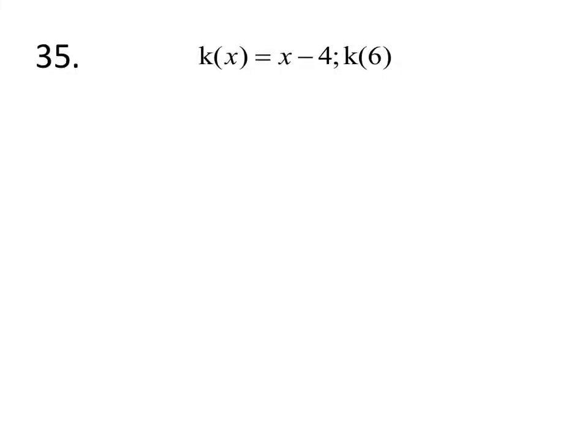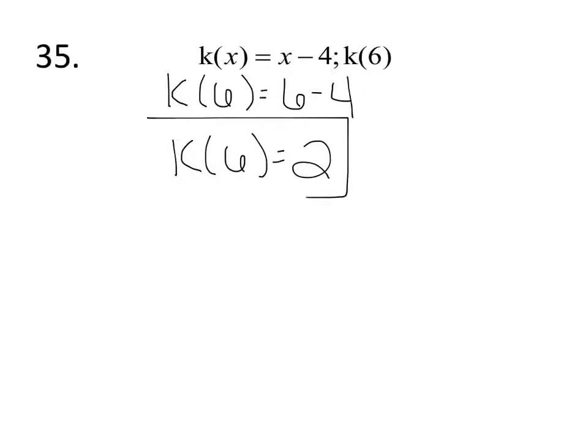All right, 35 has the function k of x is equal to x minus 4, and they want to know what k of 6 is. So all I'm going to do is write k of 6 here. Everywhere there's an x, I'm going to put a 6. So you have k of 6 is equal to 2.